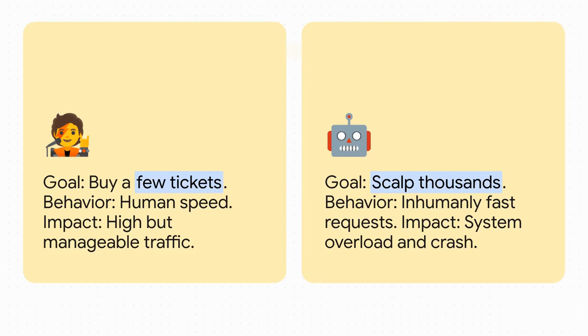And when you break it down, the difference is pretty stark, isn't it? On one side, you've got a real fan. Their goal, just buy a couple of tickets. They're clicking at human speed. But on the other side, you have a bot that's built to scalp thousands of tickets by just hammering the system with requests. The result is total chaos. Real fans get locked out, and the whole thing can just grind to a halt.